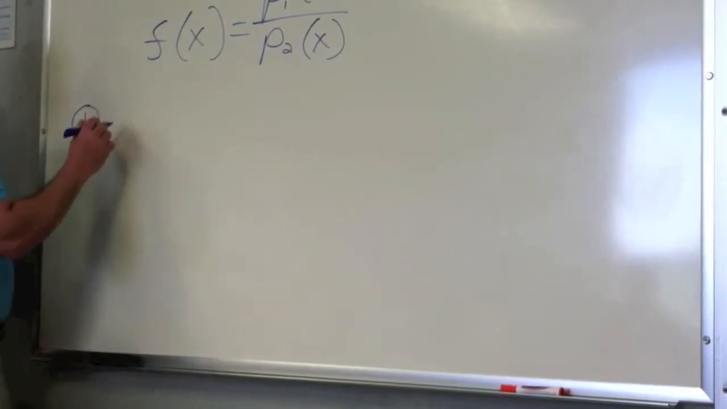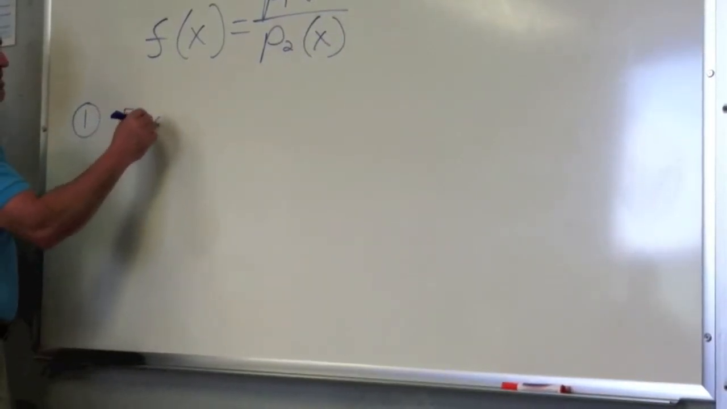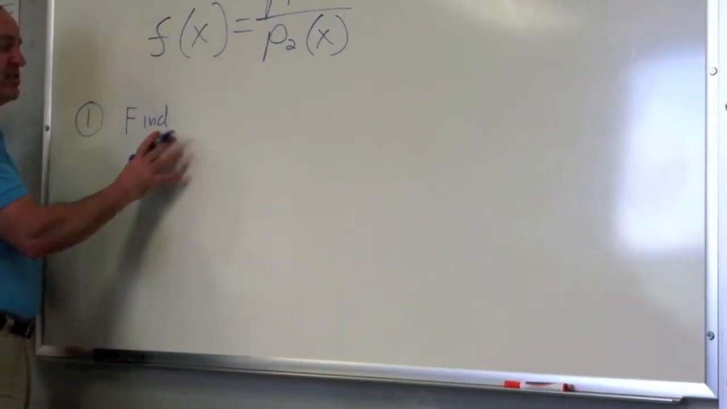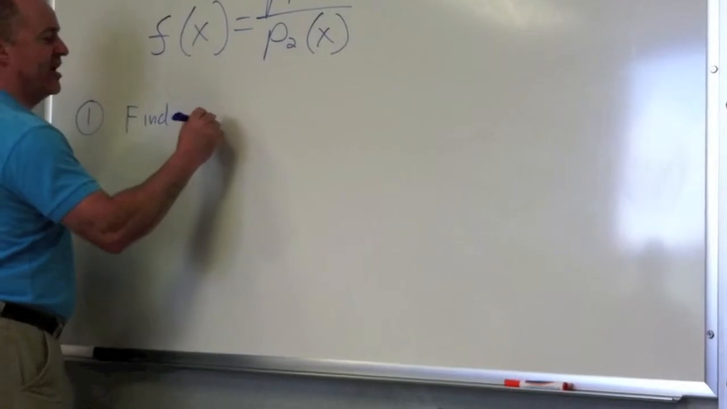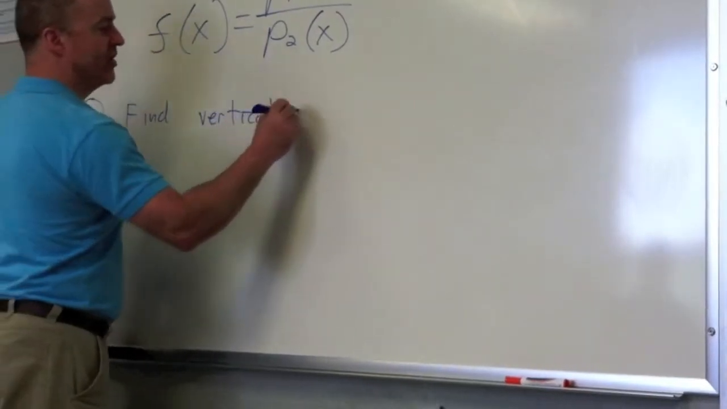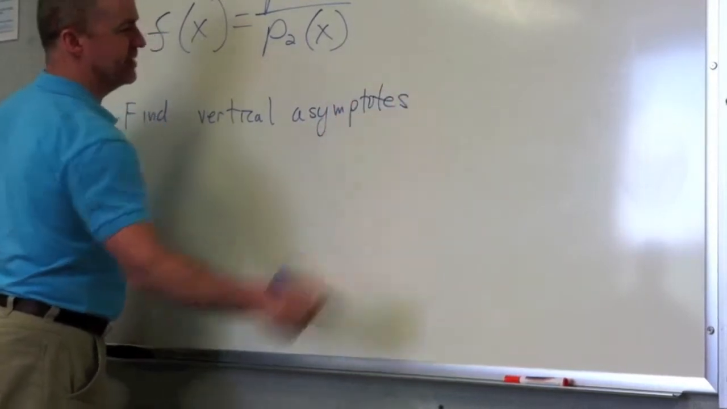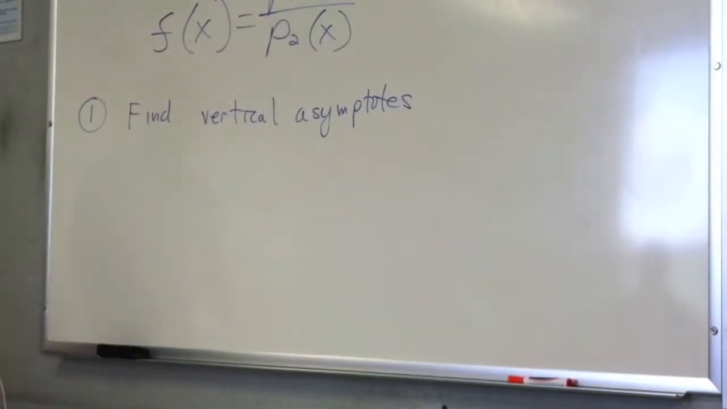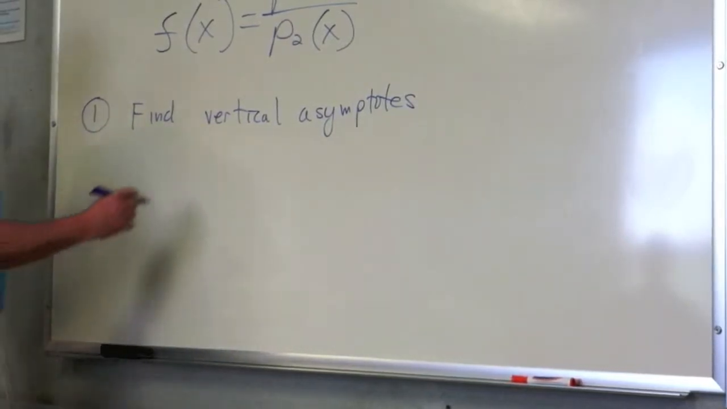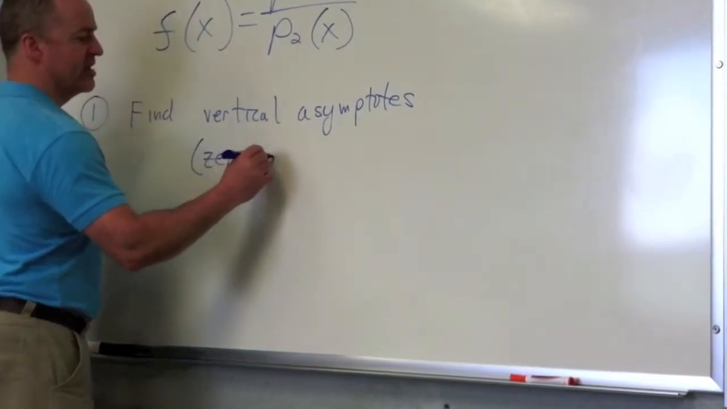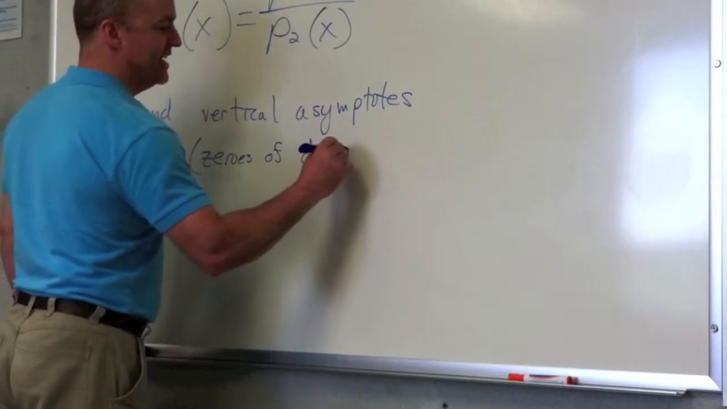Okay, 1. There are many different orders and ways you can do it, and some of this is going to be new information, some of it is going to be old. 1 is find vertical asymptotes. That's your first step. I'm going to give you all the steps before we do an example, and for some of the steps I have to teach you what's behind it. Find vertical asymptotes, which are zeros of the denominator.